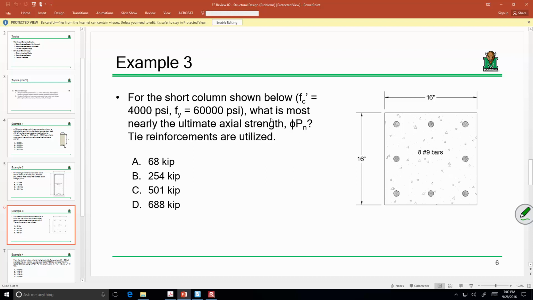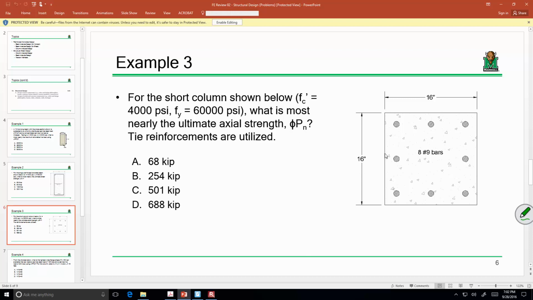I mean, there's only 3 pages, so you can find it pretty easily. Look right here on the right on the second page. It says short columns. I see equations for tied columns. What about spiral columns? Are they there? No. So there you go. So you're not going to get those.